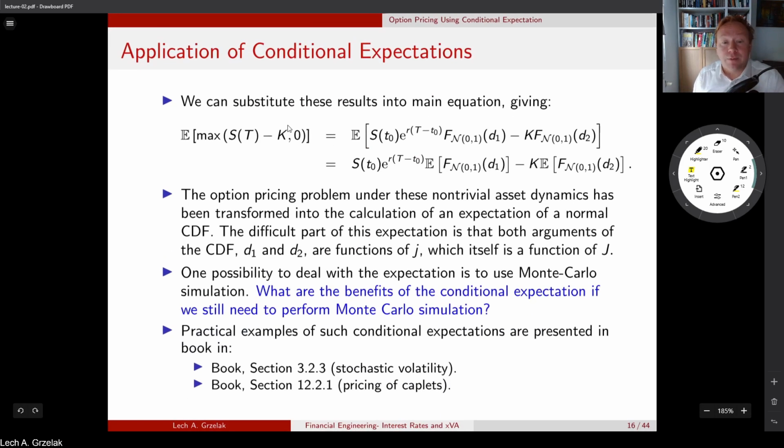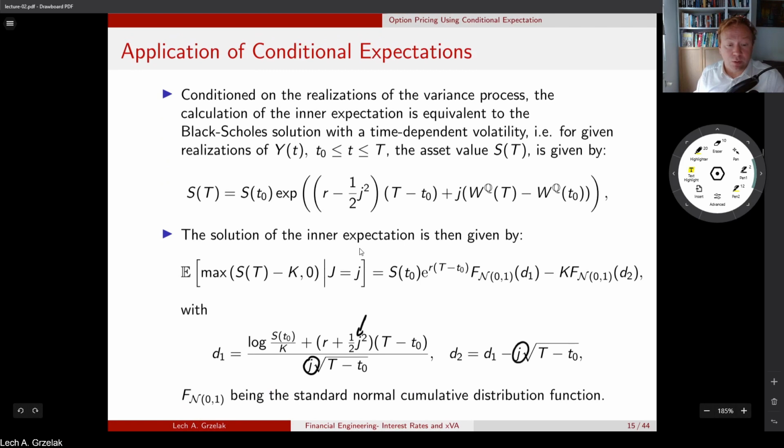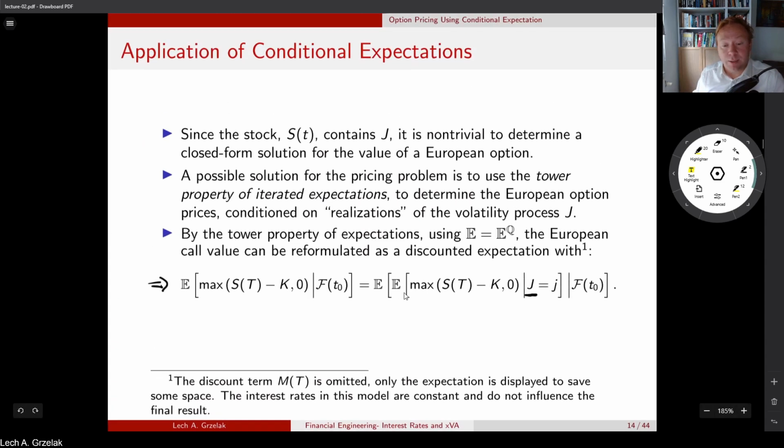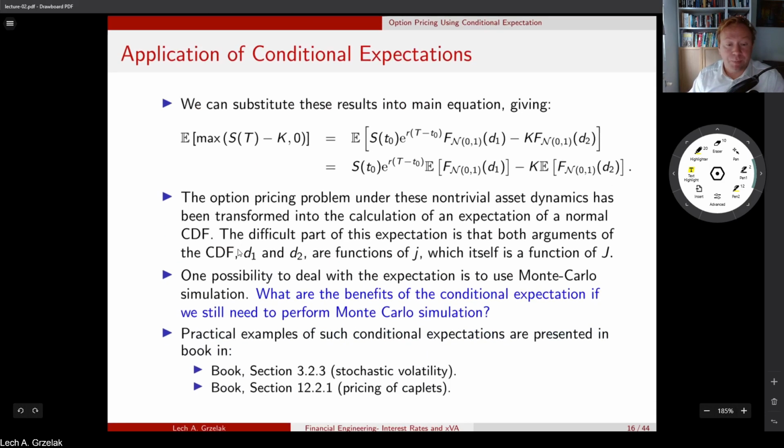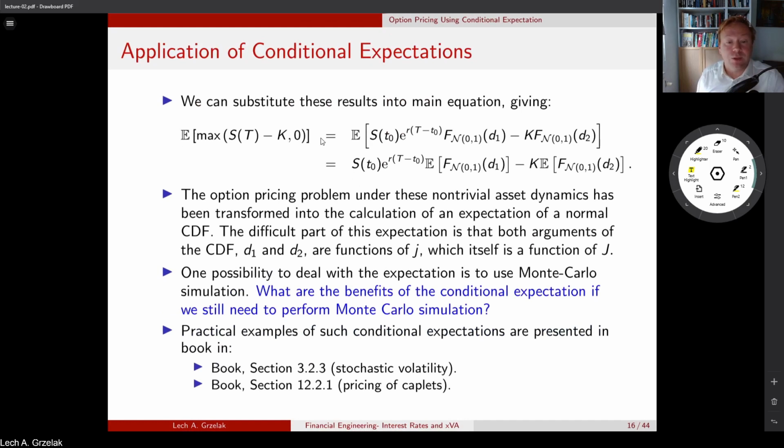And of course, now if we use this expression, the analytical expression in terms of the Black-Scholes model, we have to plug it into the outer expectation. So we have this outer expectation and this inner expectation. We can substitute it with the exact expression given J equal to j. This is what we do here. So this will be our exact representation for each realization, and then we plug it into the outer expectation, and that is the inner expectation we have just solved.